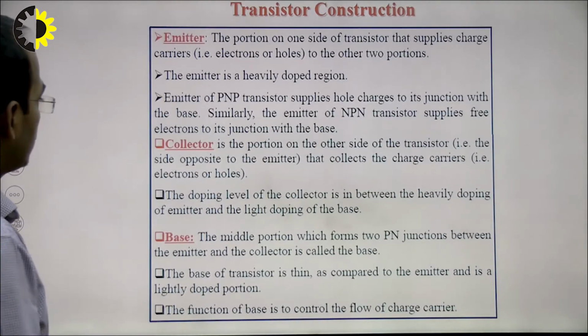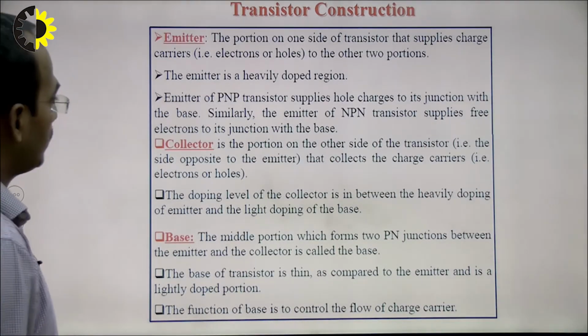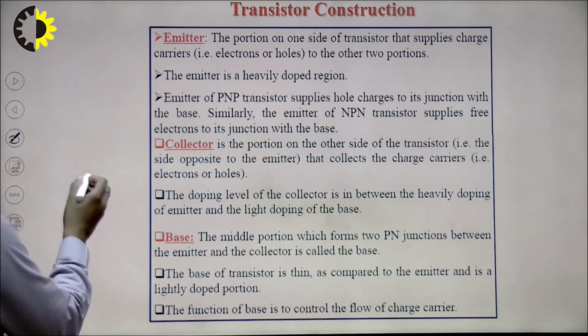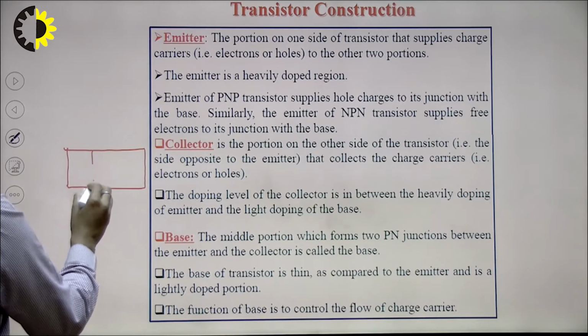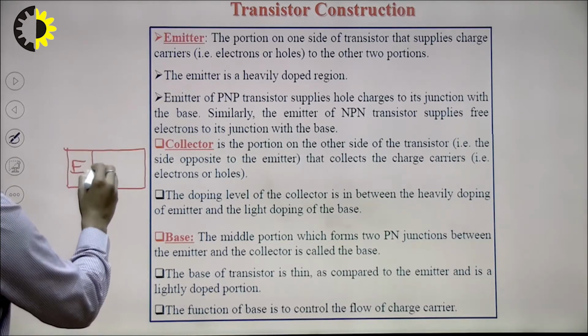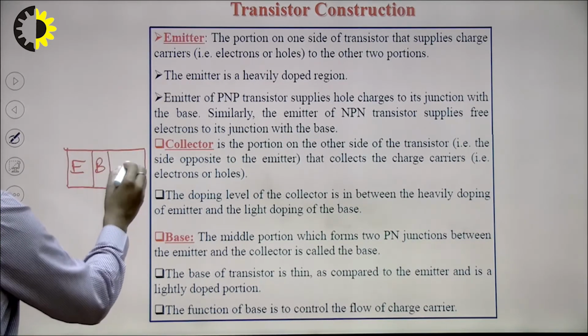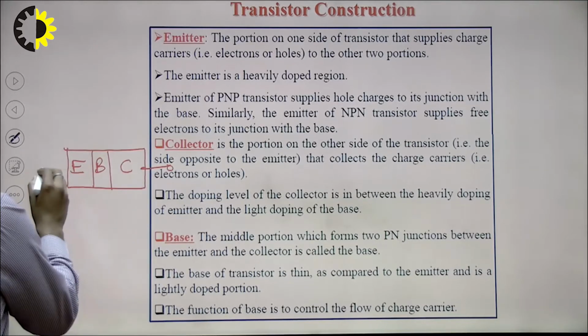So, what is the dimension and doping level of the emitter, base and collector? If I discuss the construction of this BJT, then in the BJT there are 3 regions or terminals, you can say anything: emitter, base and collector.